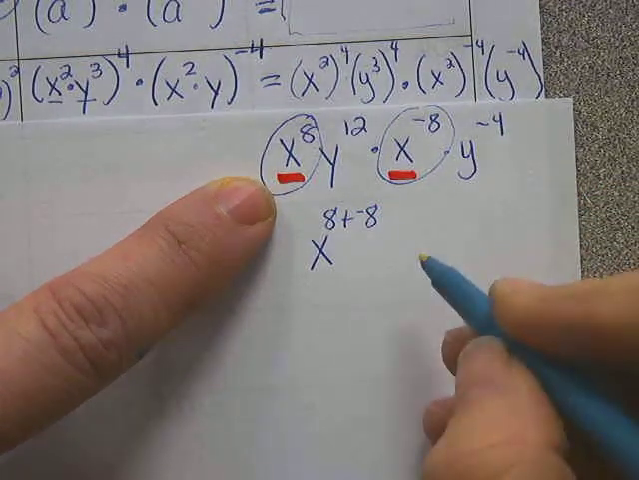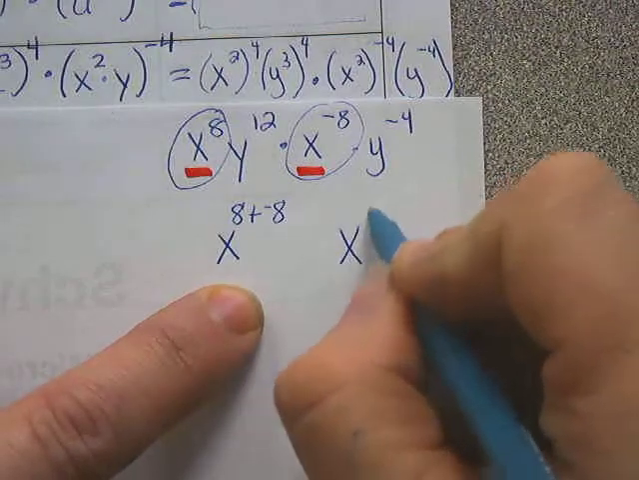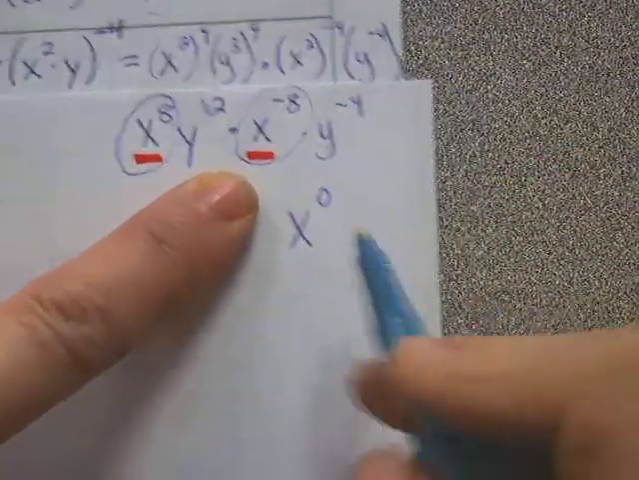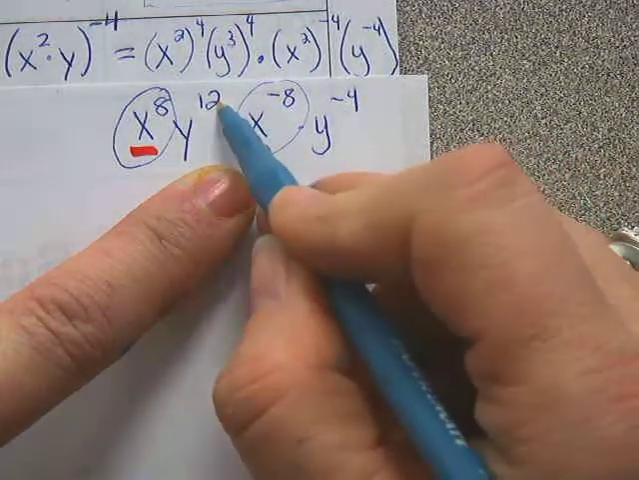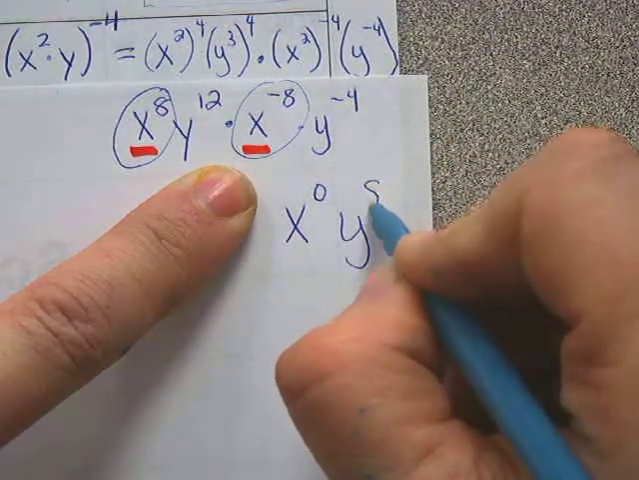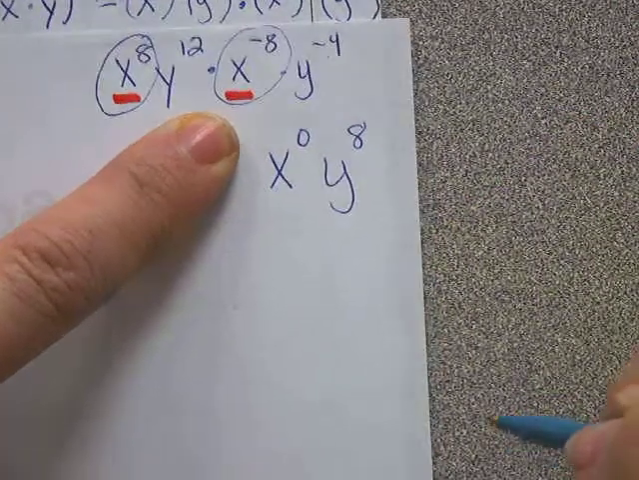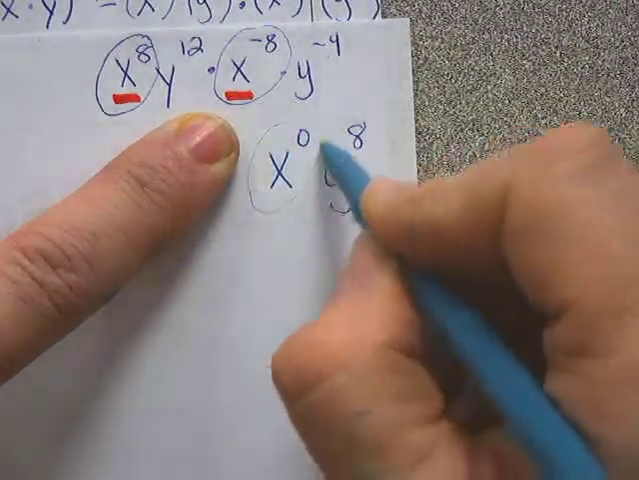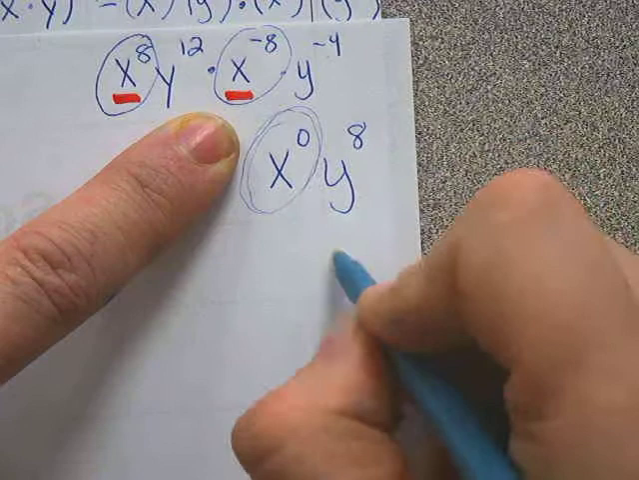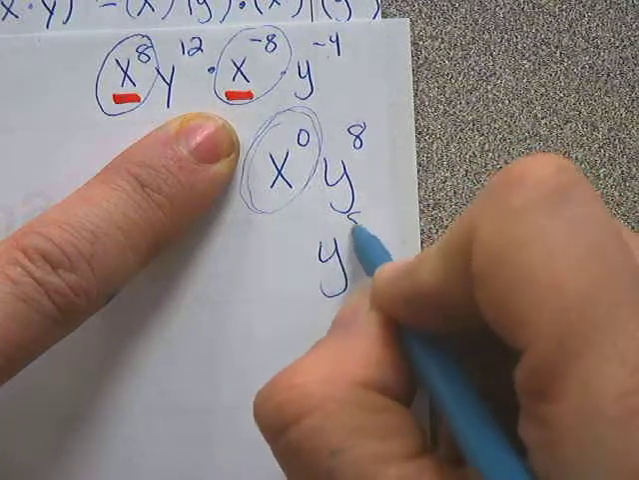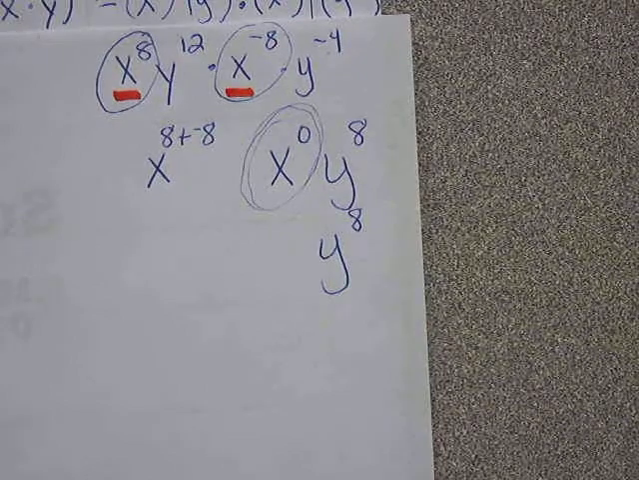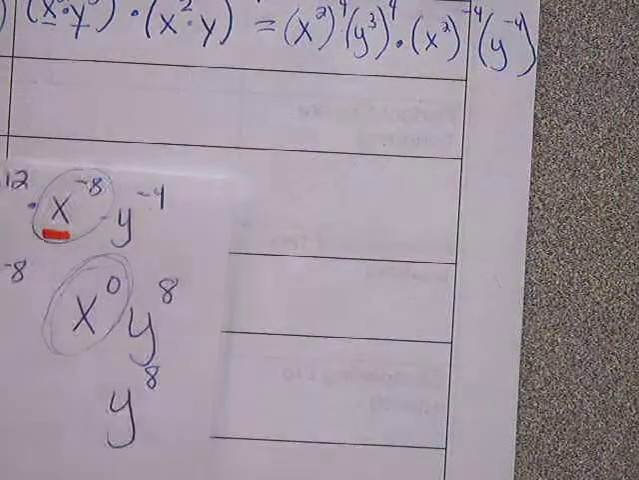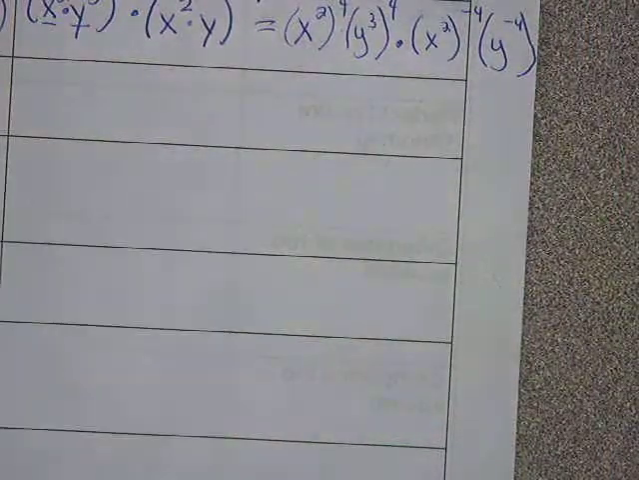X to the 8th times x to the negative 8th is x to the, we add the exponents, so 8 plus negative 8. So that becomes x to the 0th power. And when we do the same thing with the y's, when we do 12 plus negative 4, we get 8. And now we can simplify this because anything to the 0th power is 1. So we get y to the 8th.